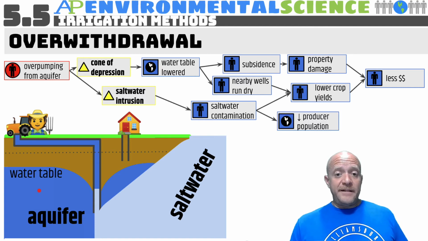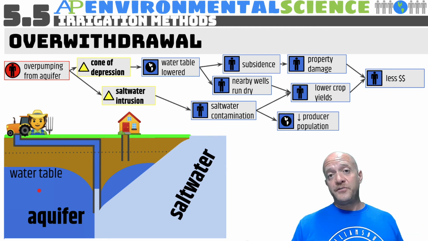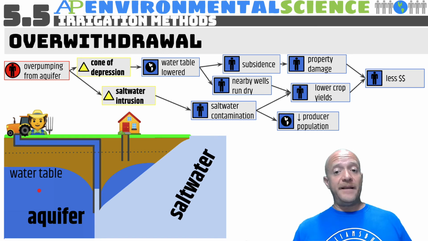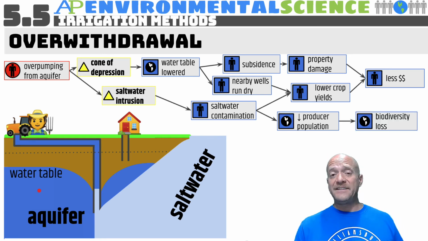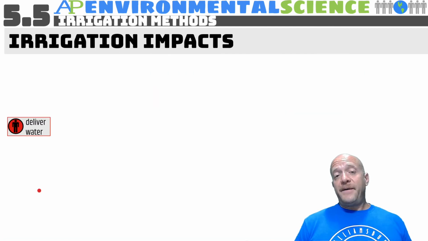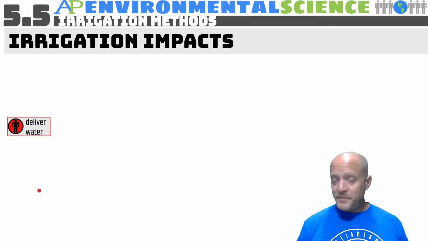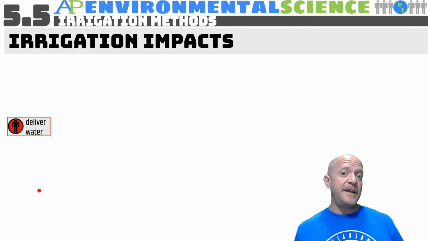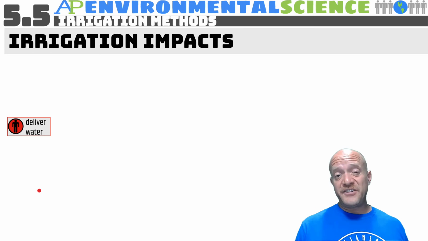Now, when we contaminate this salt water, we are definitely also reducing any producers, plants that will be relying on this groundwater as well. And that can lead to biodiversity loss. So there are many impacts of irrigation. The purpose of irrigation is to deliver water. Now I'll talk about the different types of irrigation and their overall efficiency.